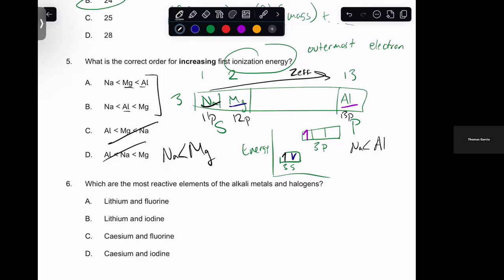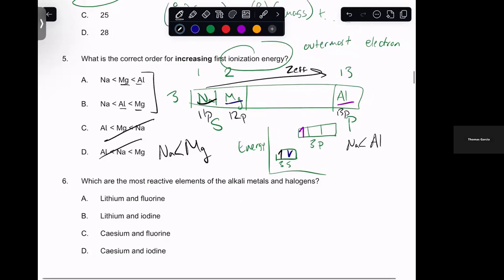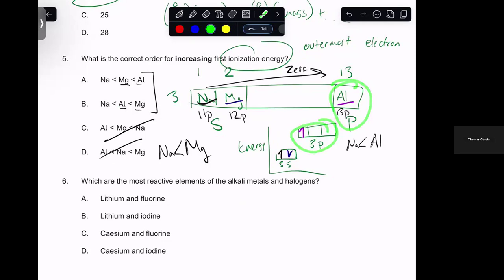Which one has more, aluminum or magnesium? This is that weird case where this trend does not perfectly follow. Because aluminum is all the way here in the P block, it is actually further away from the nucleus, which would be represented down here. Because it's further away, it is easier to remove those electrons. When we move from the S to the P level, we find that there's a slight decrease in ionization energy. So our trend is sodium, aluminum, magnesium.